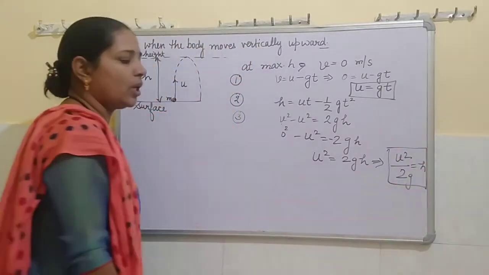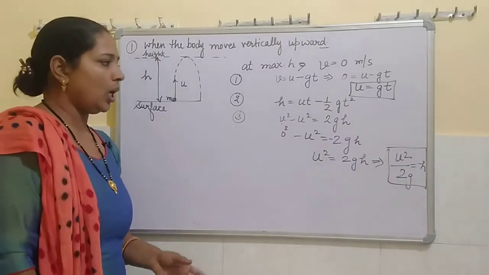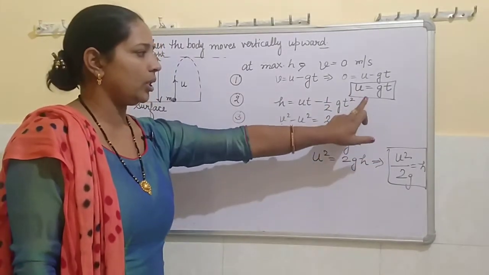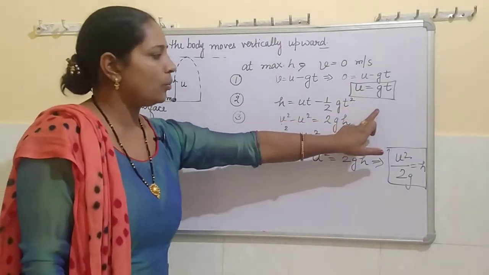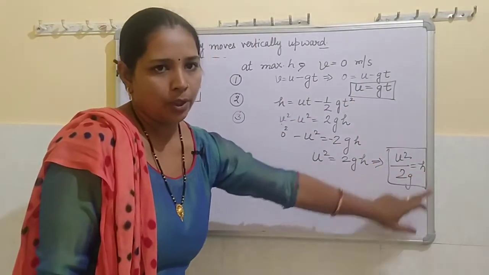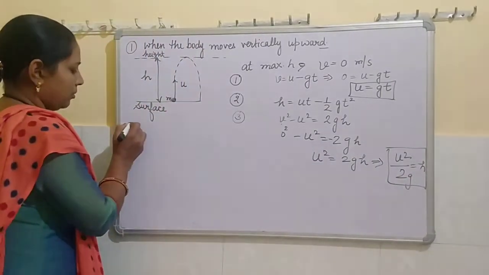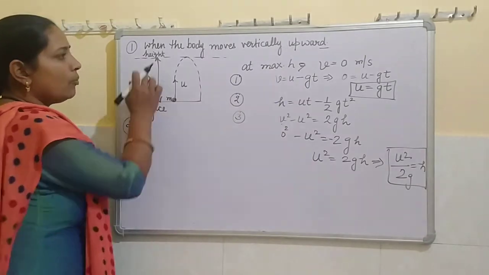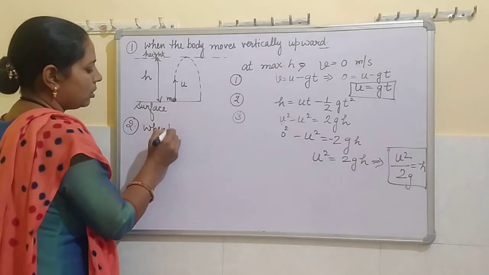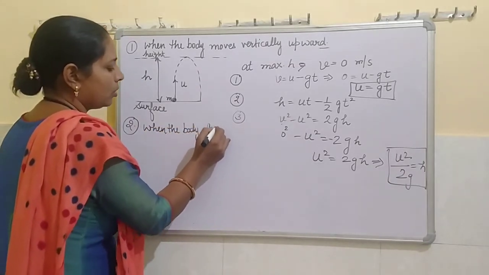So in this way we have derived the smaller formulas, or you can say direct formulas, to calculate the value of these parameters. How we can calculate the initial velocity, how we can calculate the time and the maximum height travelled by the body. Now the second part of our question is when the body moves downward. When the body falls down.